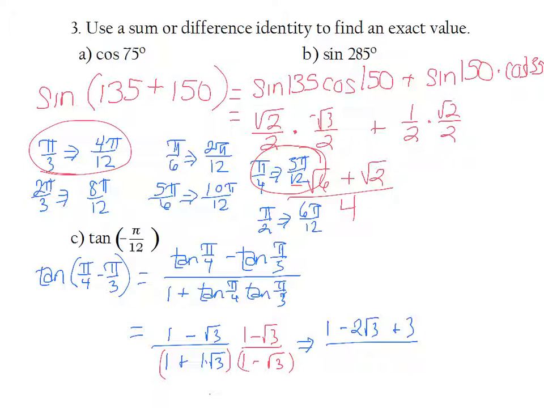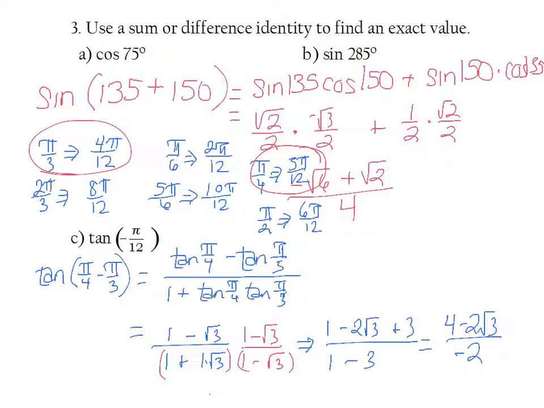In the denominator, multiplying conjugates, I have my 1 for my first, but the outer and the inner, negative root 3 and positive root 3, are always going to drop. Last is going to be a minus root 3 times root 3 would be a 3. Simplify it up, I'm going to end up with a 4 minus 2 root 3 all over negative 2.